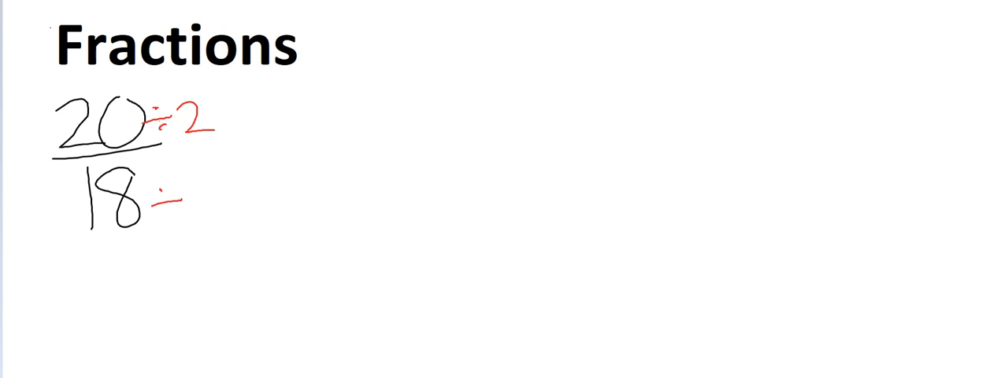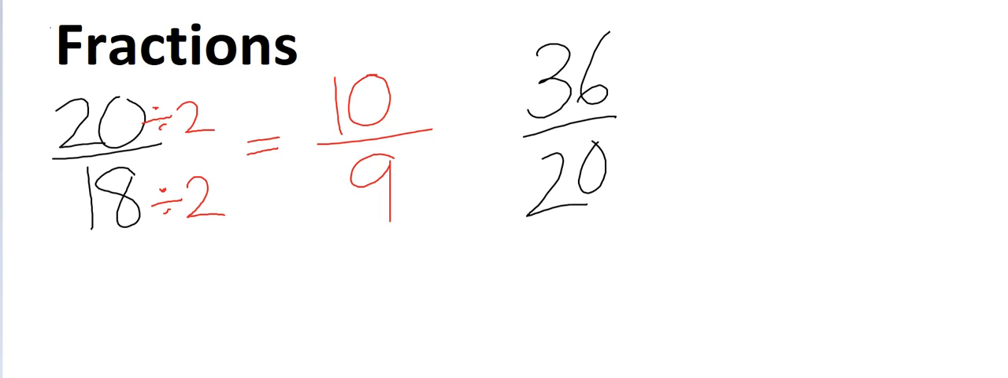Today we're going to be working with fractions. Let's start with learning how to simplify fractions. So our first question is 20 over 18. We need to realize that 20 is a multiple of 2, meaning it can be divided by 2, and 18 can also be divided by 2. So whatever you do to the top, you have to do to the bottom. So 20 divided by 2, essentially that would make 10, and 18 divided by 2 makes 9. So our fraction is 10 over 9.